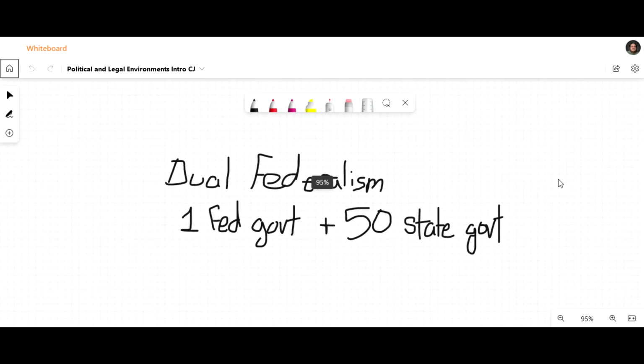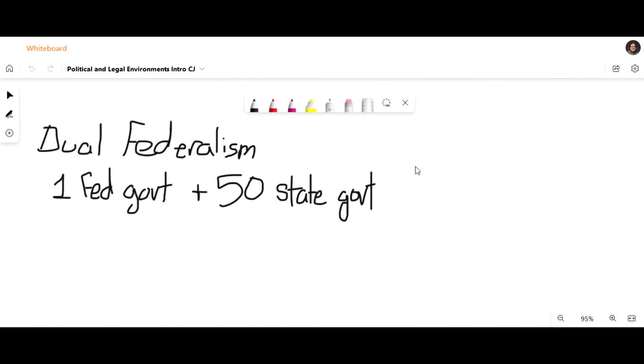Okay, so in our dual federalism system, we have one federal government and we have 50 individual state governments. And we talked about it a little bit in the first chapter, but this distinction means that the federal government looks over federal issues and each state is in charge of their own state issues. So in theory, things are dealt with in-house and the federal government just oversees the larger issues.